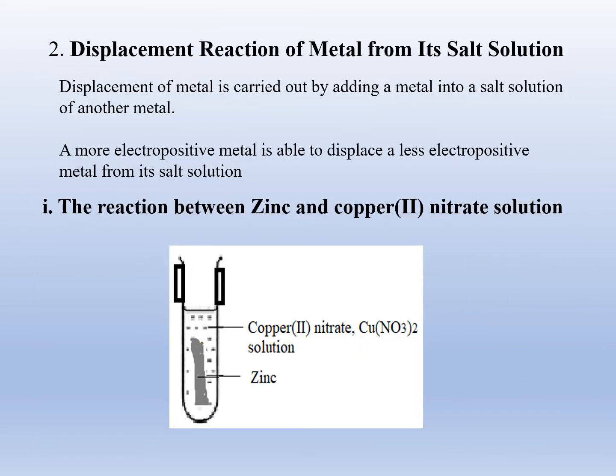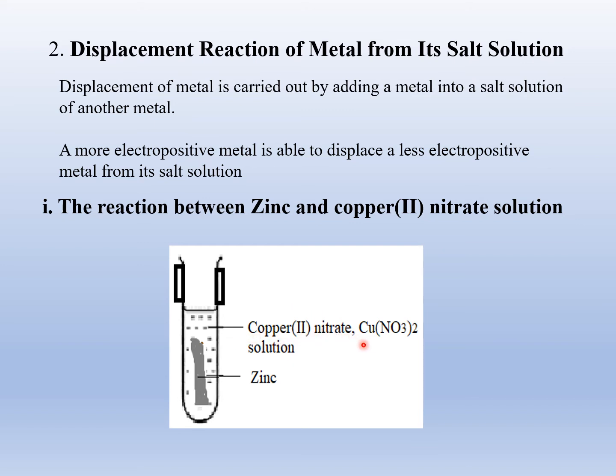Now we go to the second one. Displacement reaction of metal from its salt solution. Displacement of metal is carried out by adding a metal into a salt solution of another metal. So we have a more electropositive metal, for example here we have zinc. So we put it into a copper nitrate solution.